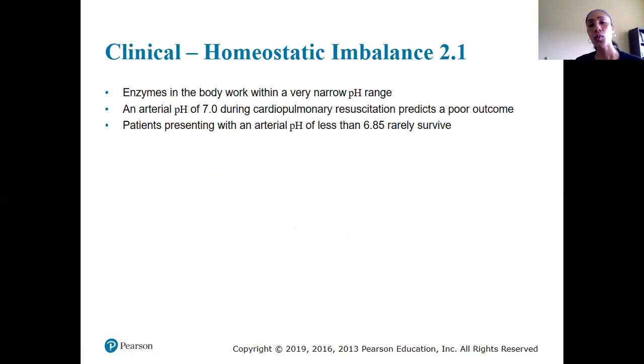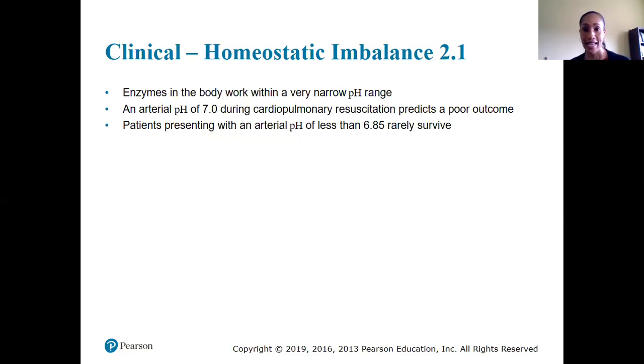So let's talk about what happens with disturbances of our pH. Enzymes in the body will work within a very narrow pH range. And that's another reason why our blood pH can't go too high or too low, because our enzymes won't work. And if our enzymes won't work, remember, like I said in the last video, if we don't have enzymes, our chemical reactions aren't going to be able to occur fast enough for us to be alive and living.